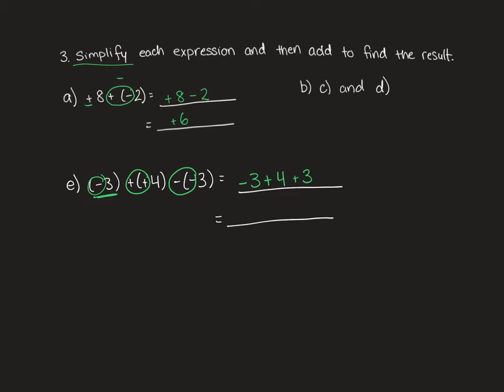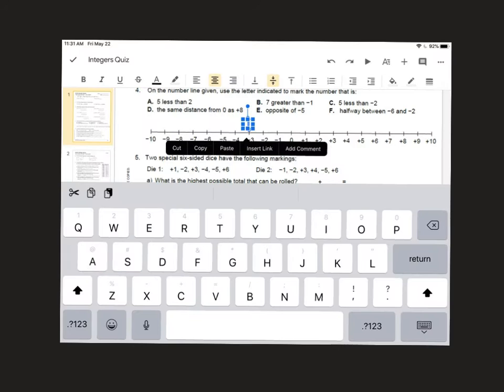And then I can put these together and add. So I lose 3, gain 4, that means overall I've gained 1. I gain 3 more, that means I have gained 4 altogether. And then there will also be a question F that has 3 integers as well.